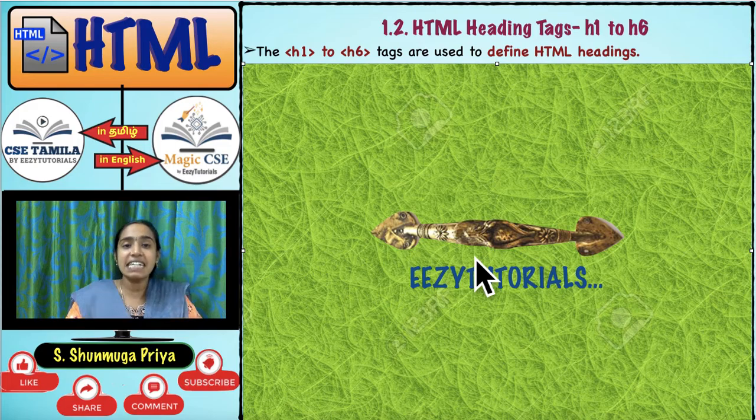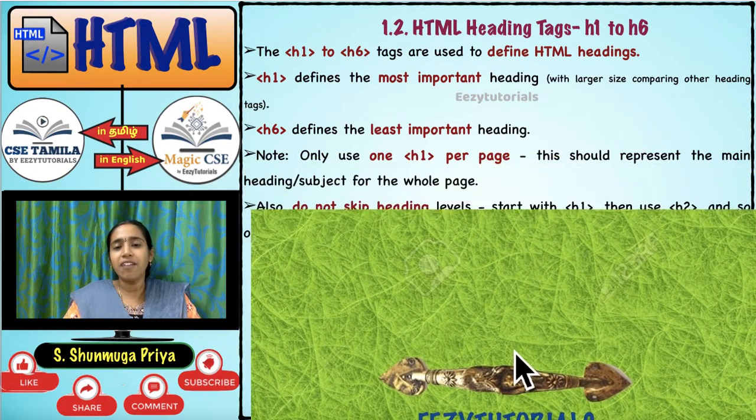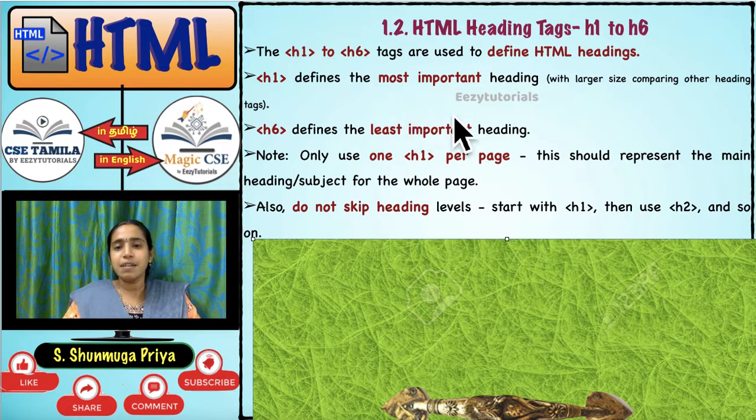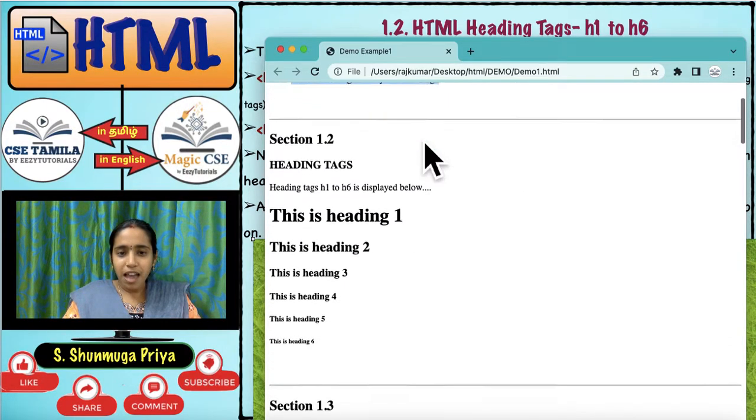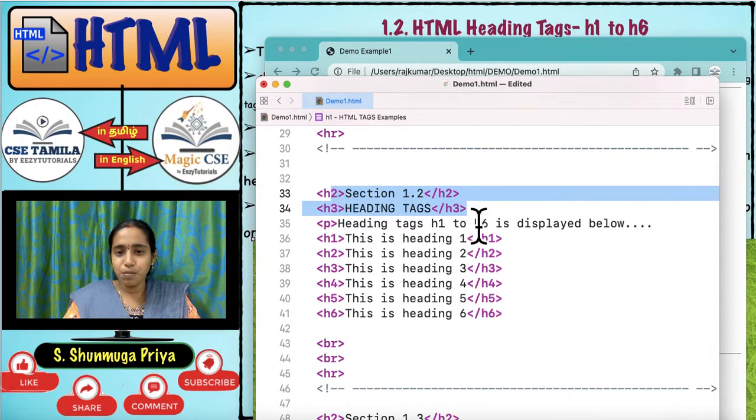You have 6 heading tags, starting from H1 to H6. H1 gives you the most important heading. The size will be very large and the darkness of the font also will be very high. H2 will be somewhat lesser than the previous one, and likewise it goes. H6 will have the least size. For the least important thing, you will use H6. So in this code, I have used the tags from H1 to H6. In the next section I have displayed the heading tags.